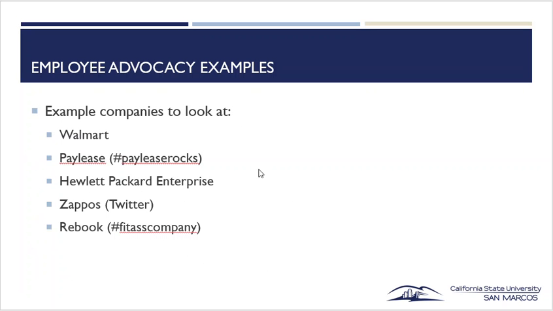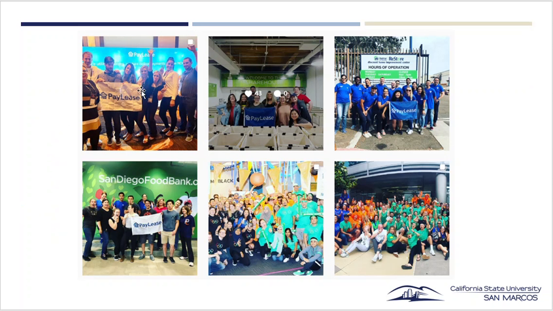So example companies to look at that have really good employee advocacy programs are Walmart, Paylease, which recently changed their name. They did a rebranding, so I'll have to see what their new hashtag is, but they did a great one. Hewlett Packard, Zappos, which isn't around anymore, but that used to be a good one, and Reebok has a good one. This might have changed a little bit with COVID, but you can take a look at what they've had in the past. Here's a screenshot of the Paylease one when they were Paylease.